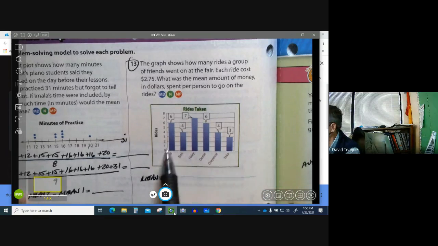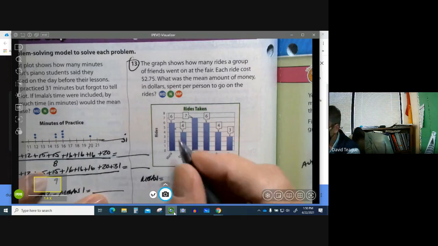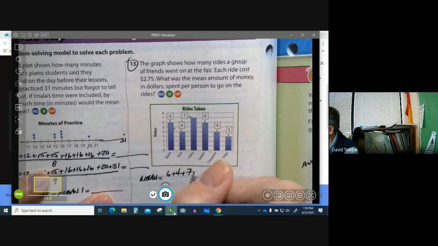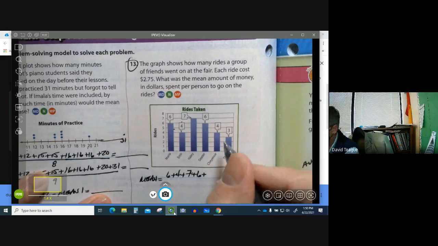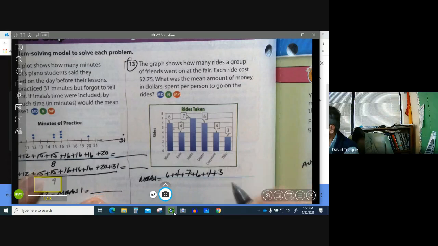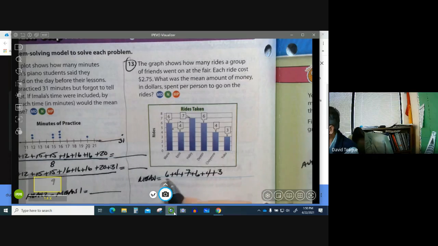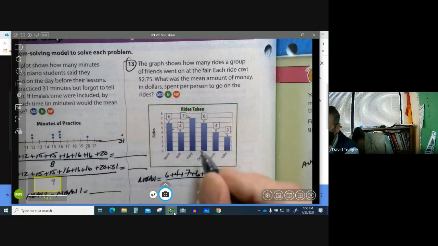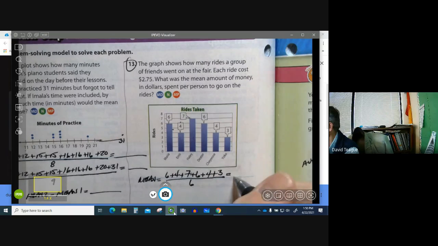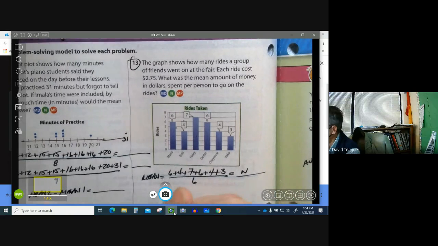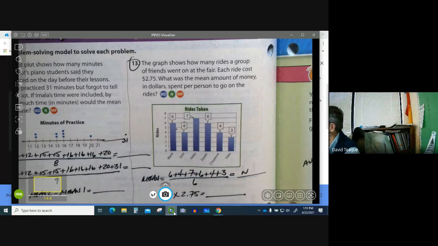So your mean, you're looking at your data set here. This is the number of rides each person rode. So your mean is 6 plus 4 plus 7 plus 6 plus 4 plus 3. You have 6 friends, 1, 2, 3, 4, 5, 6. So you're going to add that up and divide that by 6. That will give you your mean. I'll just put N for number. You're going to take your number times $2.75, and that will give you your answer.